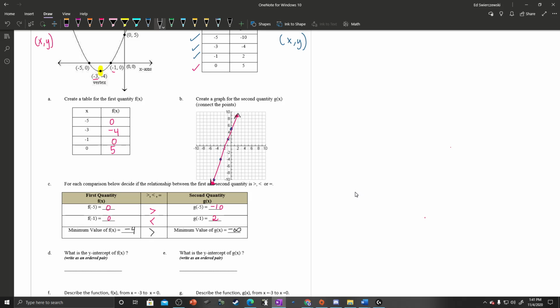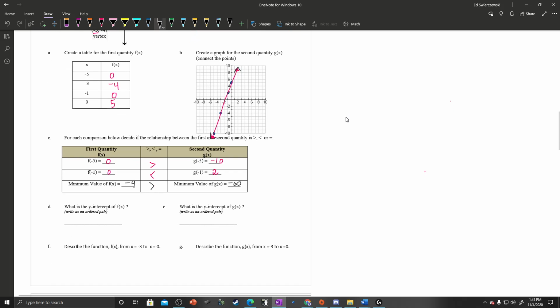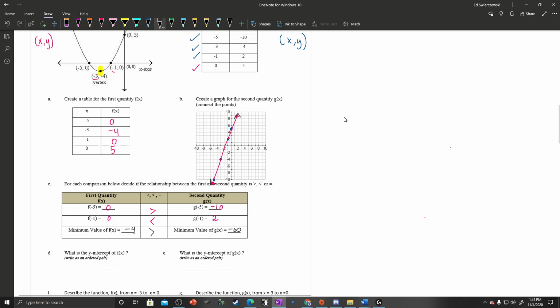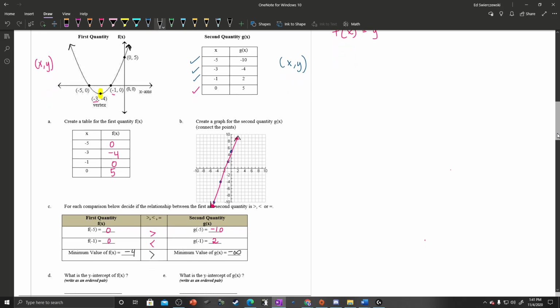Then we can compare the key features that we talked about the other day. So x-intercepts, y-intercepts. So let's look at what is the y-intercept of f of x. So this is f of x. Where does it cross the y-axis? Well, it crosses the y-axis right here at this point, (0, 5).